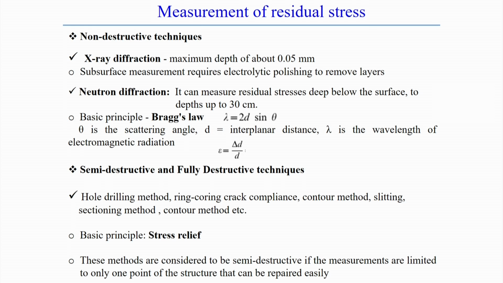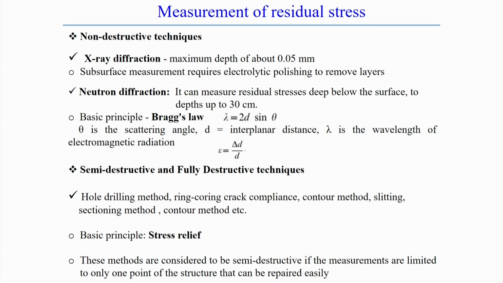It follows Bragg's principle that lambda equals 2 d sin theta. Here, theta is the scattering angle, d is the interplanar spacing, and lambda is the wavelength of the electromagnetic radiation. Therefore, the strain is measured by the change in d. So, delta d by d measures the strain. X-ray diffraction is a well-established method to measure the residual stress.